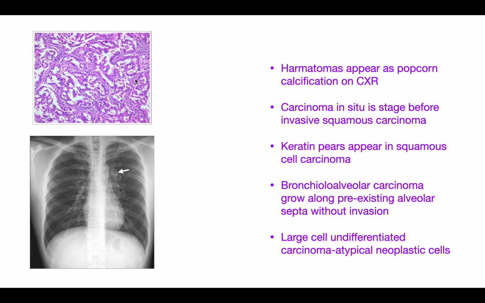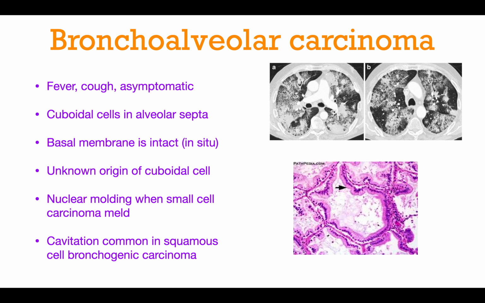The large cell undifferentiated carcinoma is going to be like a mess of cells. You can't really tell whether they're squamous, cuboidal, or columnar. Continuing on, they present as fever, cough, or they can be symptomatic. The basement membrane intactness is going to be the precursor, and the cuboidal cells are going to start to proliferate. A cavitation is going to be very common in the squamous cell bronchogenic carcinoma.